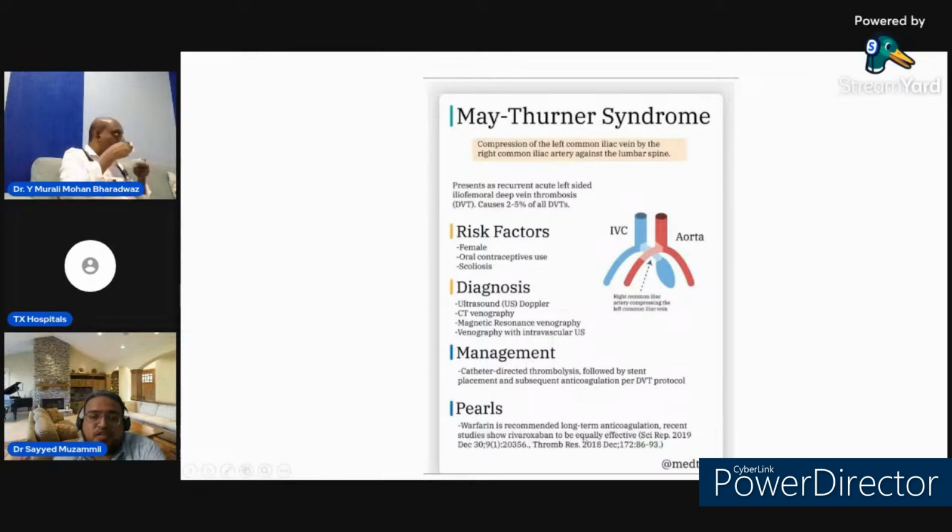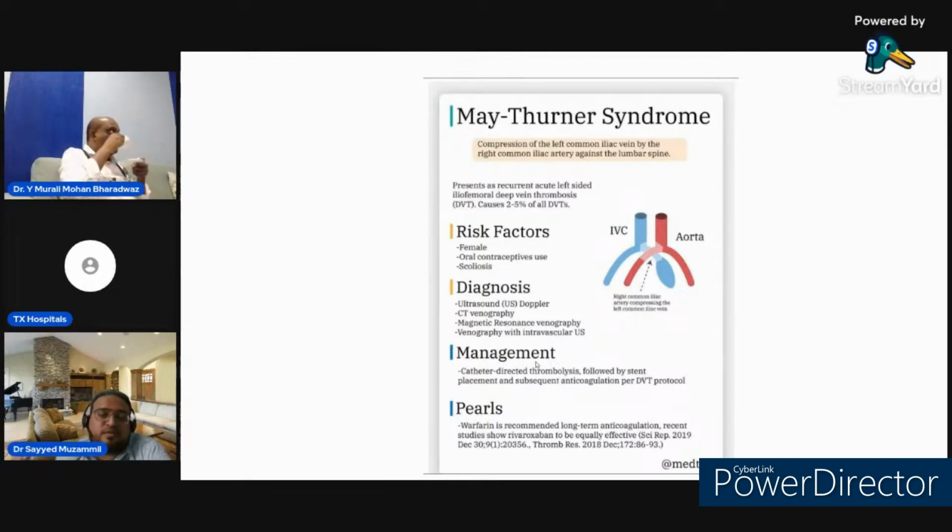Warfarin is recommended as long-term anticoagulation for this patient. So this was an unusual case. Always we should try to find out what is the reason behind DVT. We had a similar case in Apollo Hyderabad recently. A young patient developed DVT, and we found that he actually had May-Thurner syndrome.